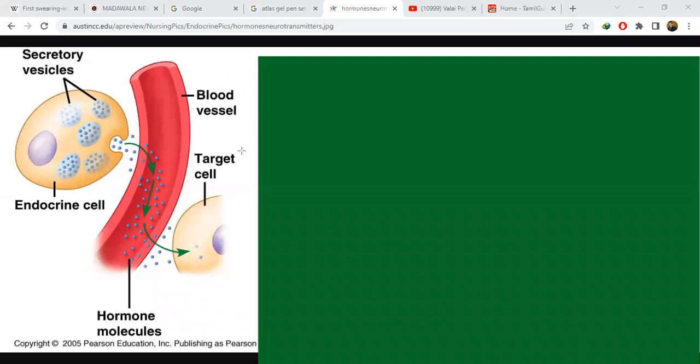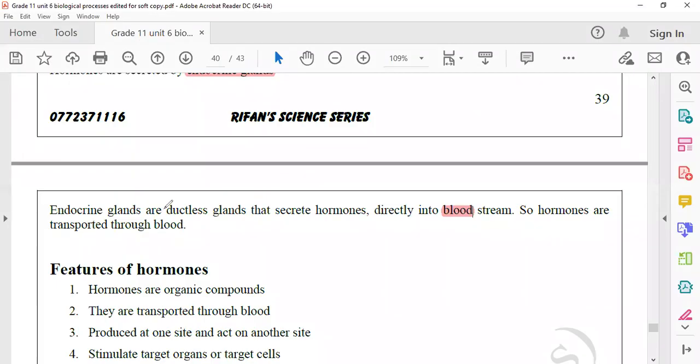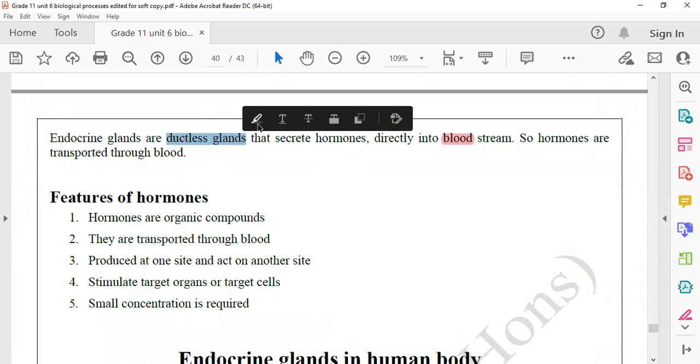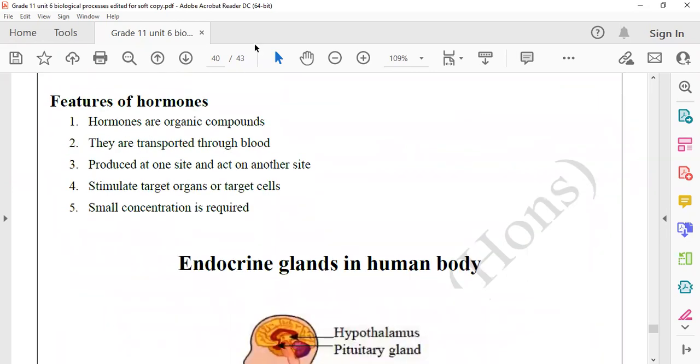Is there a duct to carry the hormone molecule from the endocrine gland to the target cell? No. So, why all these explanations? Suddenly they have mentioned a word. How do they describe these endocrine glands? What is the other name given for endocrine glands? Ductless glands. Glands without duct. Understood? Yes, sir.